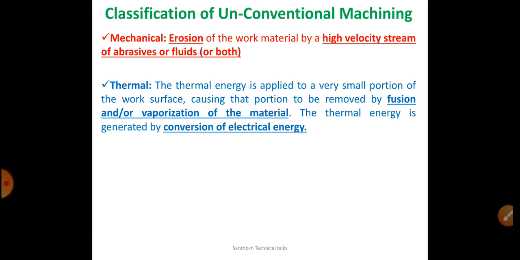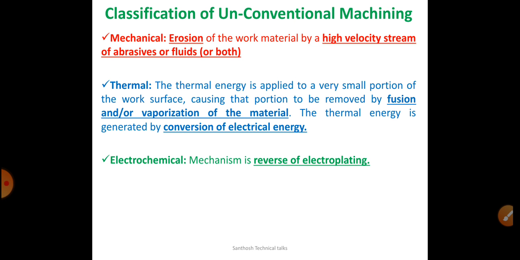Next one is the thermal. Here the thermal energy is heat. When heat is applied, the material will get fused, melted, or sometimes vaporized. This thermal energy is generated by means of conversion of electrical energy. The electrical energy is converted into heat energy.